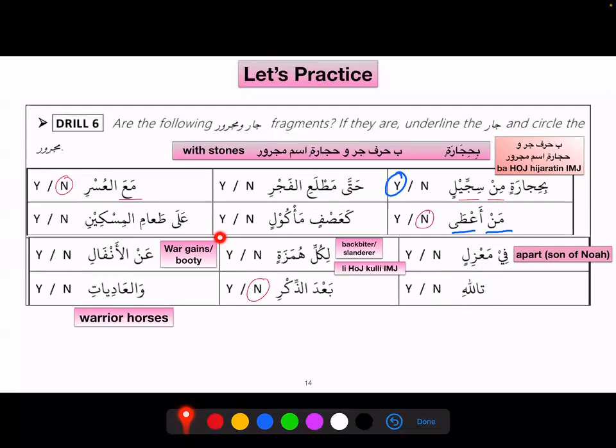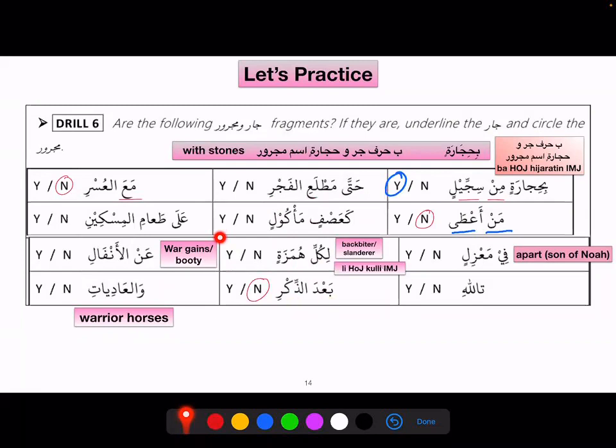Then we have hatta matla'il fajr. We already did that, right? So hatta is harfu jar, matlai is a majrur. Qa'as, we did that. So this is yes. Li kulli humazatin. So li is what? Li is a harf of jar and kulli is a majrur. Very good. So this is basically our Jar-Majrur fragment.